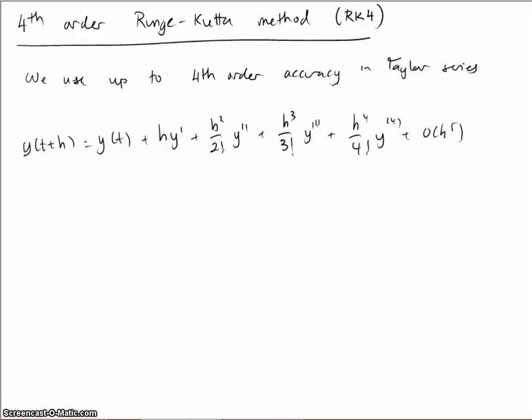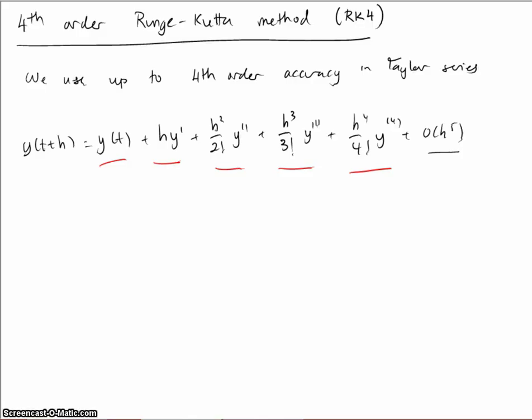If you want to take up to fifth order accuracy, or order h^5, then you will need to consider terms up to the fourth order derivative in your Taylor series. So in this case, let's say we want up to order h^5 accurate. It means that you will need to consider the terms y, y prime, y double prime, y triple prime, and the fourth order derivative of y.